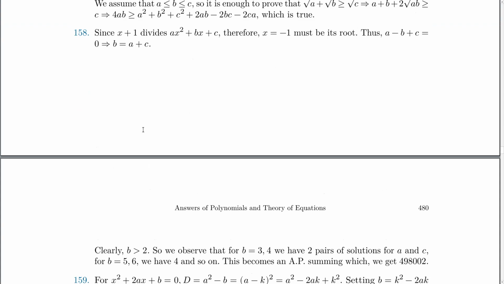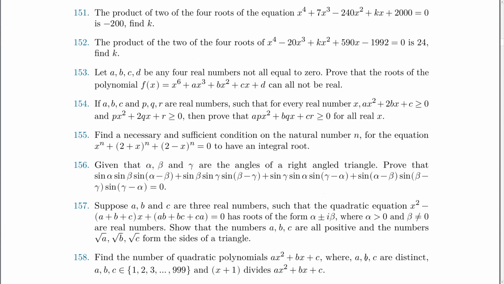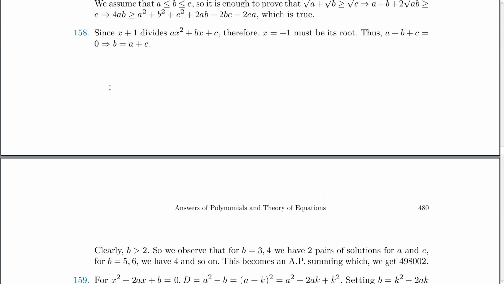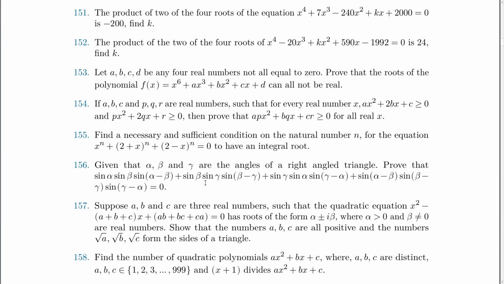Now clearly, here a, b, c are these integers, okay? So clearly b will be greater than 2. So we observe that if b is equal to 3 or 4, then we have two pairs of solutions for a and c. For b is equal to 5 and 6, we have 4 and so on. So this becomes an AP, and adding that will give us 498,002.